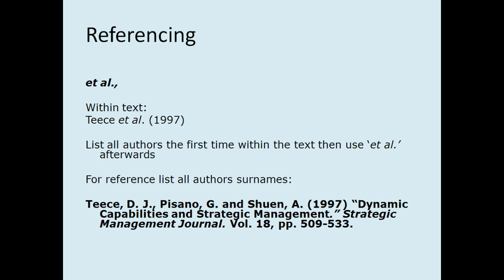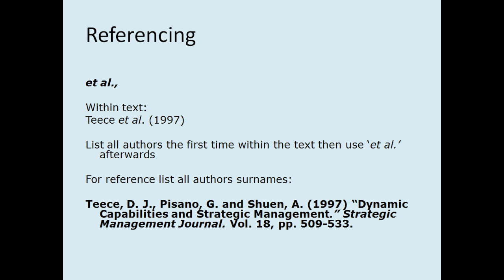Now I've kind of talked about this a little bit. The et al. little rule. If you've got more than 3 authors, then use et al. So here, you can see at the bottom, we've got the full reference. We've got Thies, Pisano, and Schoen, 3 authors. We don't need to quote them all the time. That would drive us mad.